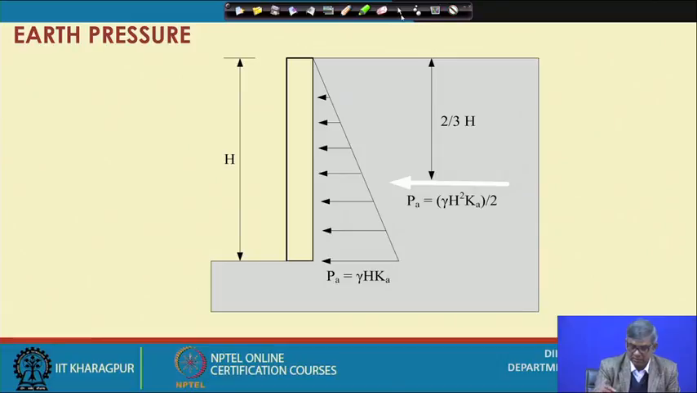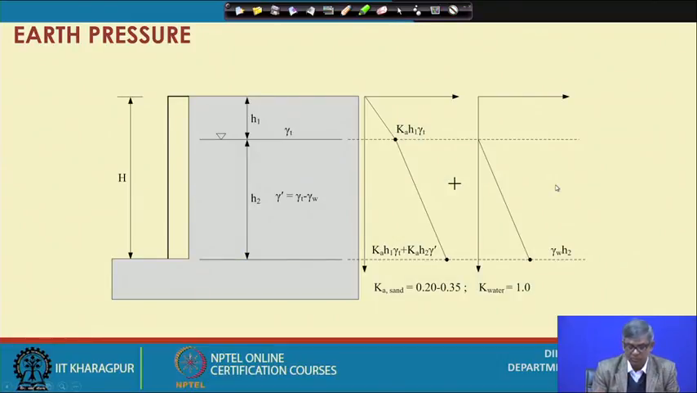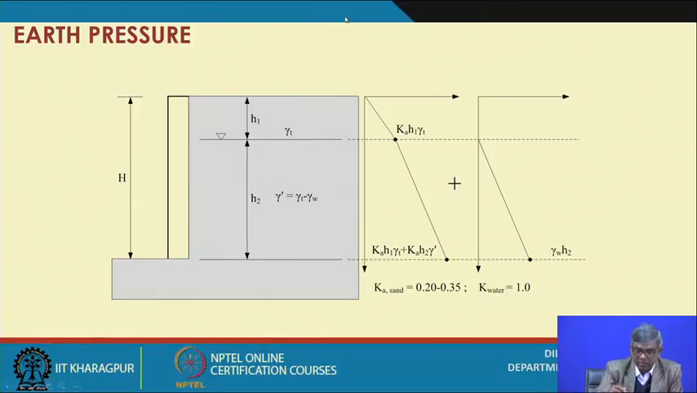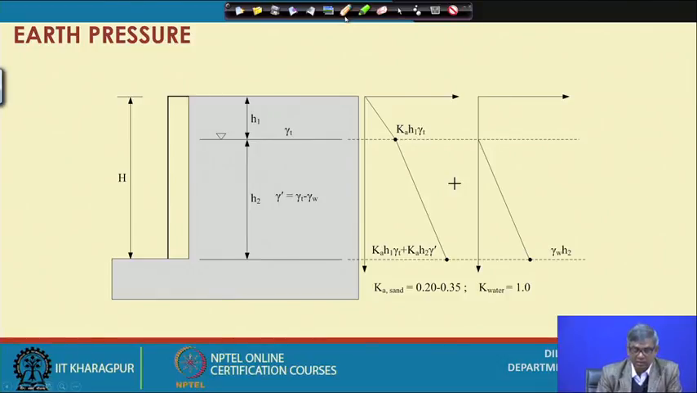So, next, suppose there is a water table somewhere here. Earlier it was dry cohesionless soil, and here suppose the water table is up to this. That means this is saturated and beyond that it is dry. So, here it is a gamma T.